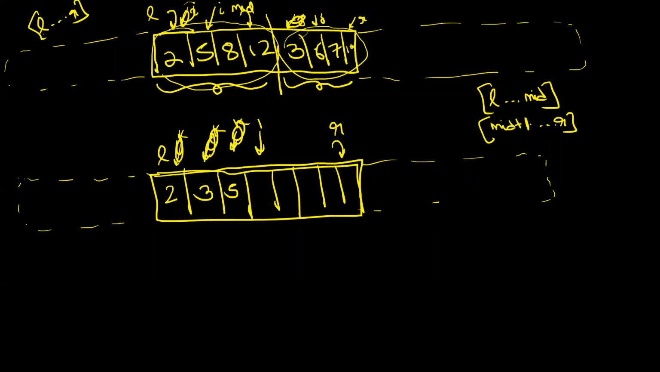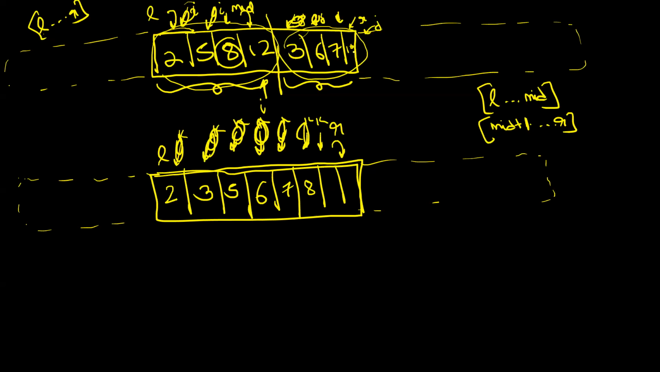I compare 8 with 6. 6 is lesser. Write 6 here, do a K plus plus, do a J plus plus. I compare 7 with 8. 7 is lesser. Write 7 here, do a K plus plus, do a J plus plus. Now J comes at index R. This is the last valid index, right? I compare 8 with 10. 8 is lesser. I write 8 here, do a K plus plus, and I do a I plus plus.